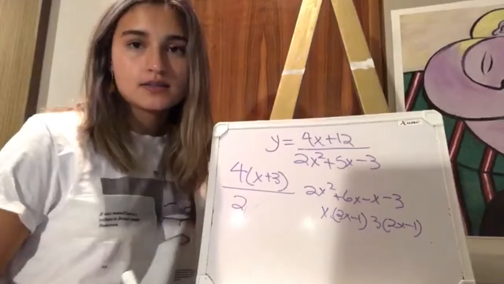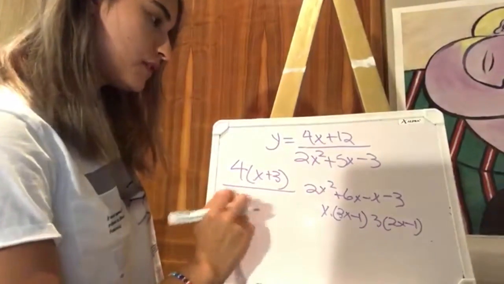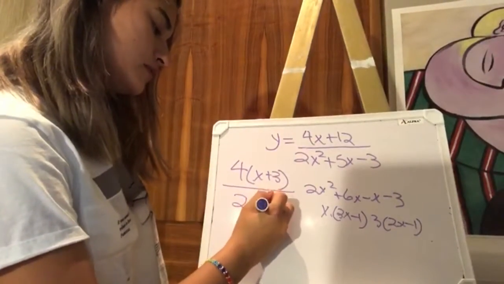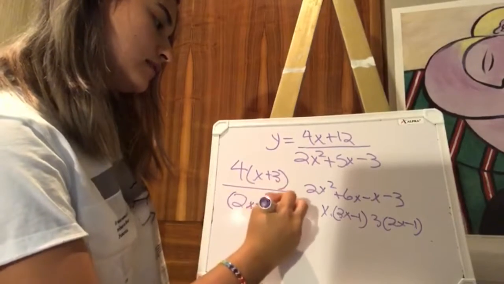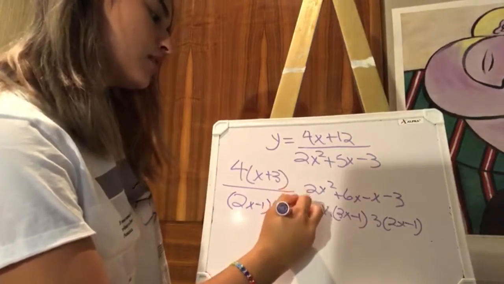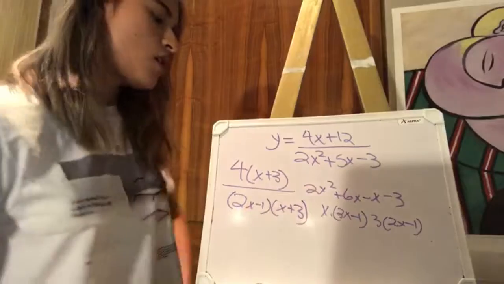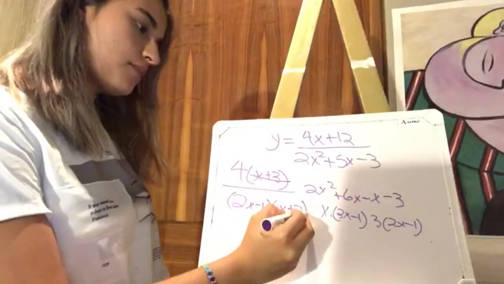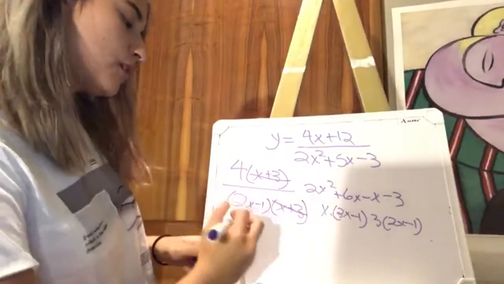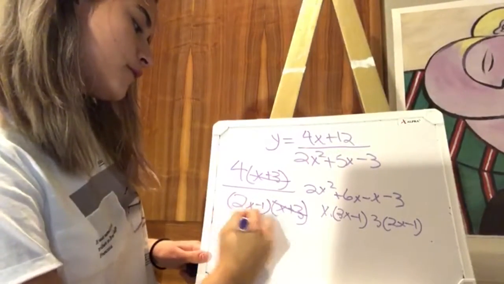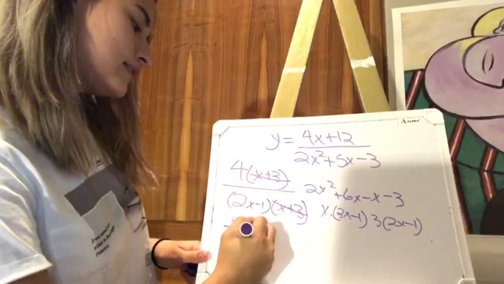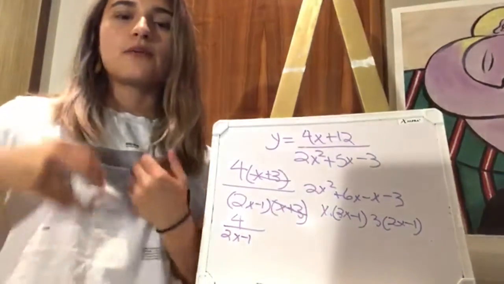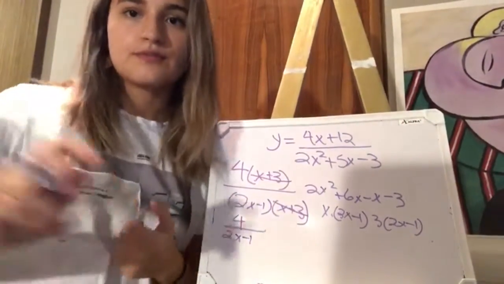So after we factorize the denominator, we are left with 2x minus 1 and x plus 3. So here we have a chance to cancel out x plus 3, and we're going to be left with 4 over 2x minus 1. From here, we're going to find the vertical asymptote.